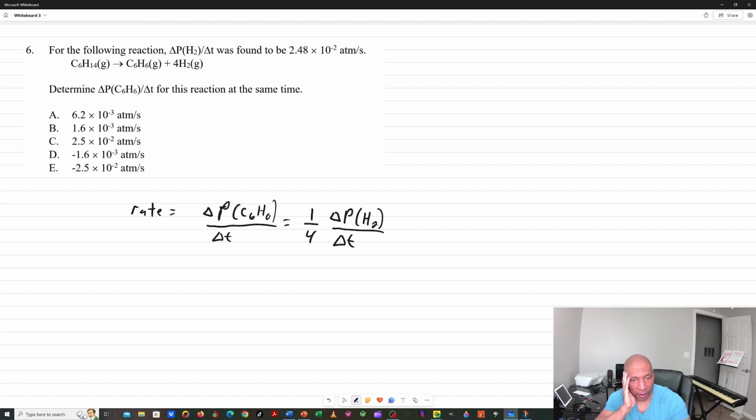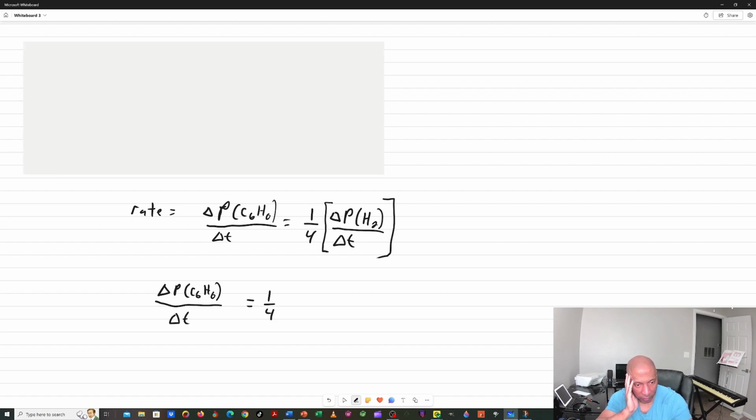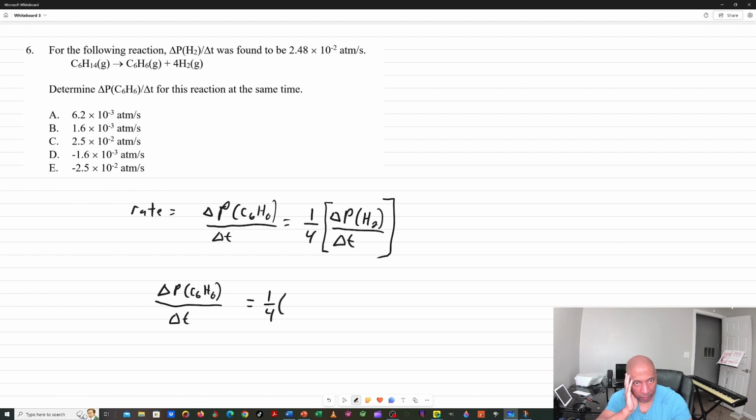Now they gave us just this part right here. They gave us this part. They didn't give us the whole thing. They gave us this part. So if you want to just go ahead and say, well, the change in the partial pressure of benzene with respect to the change in time is equal to 1/4 times 2.48 times 10 to the negative 2 atmospheres per second. Okay, y'all want to say that?